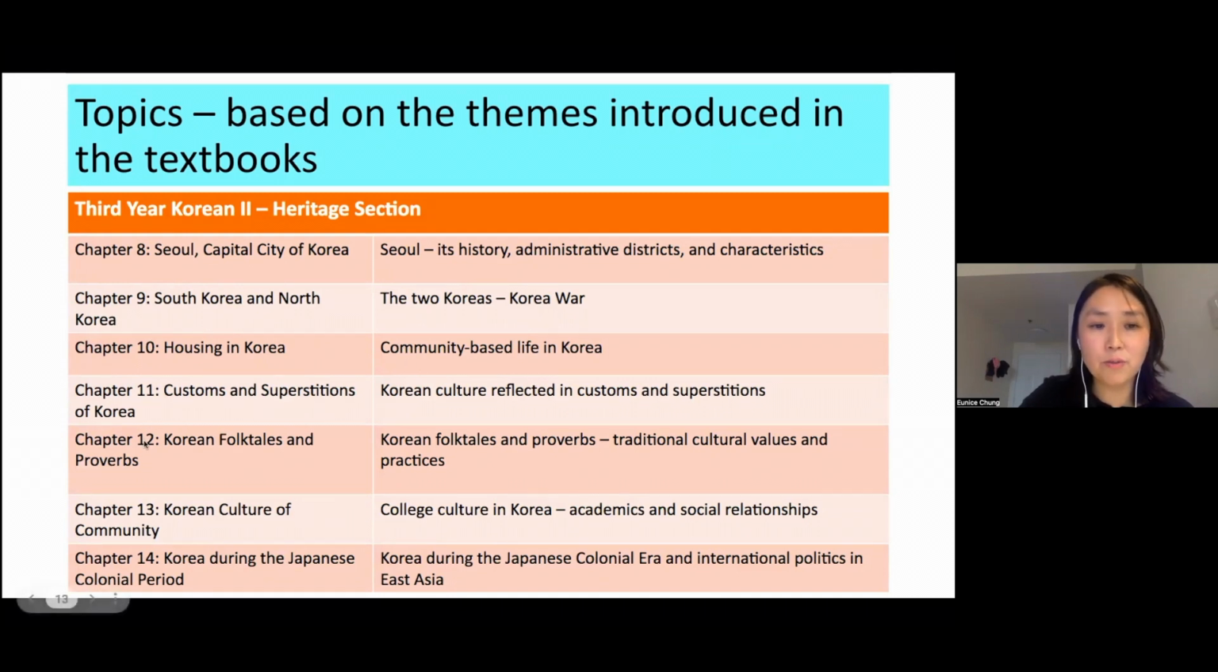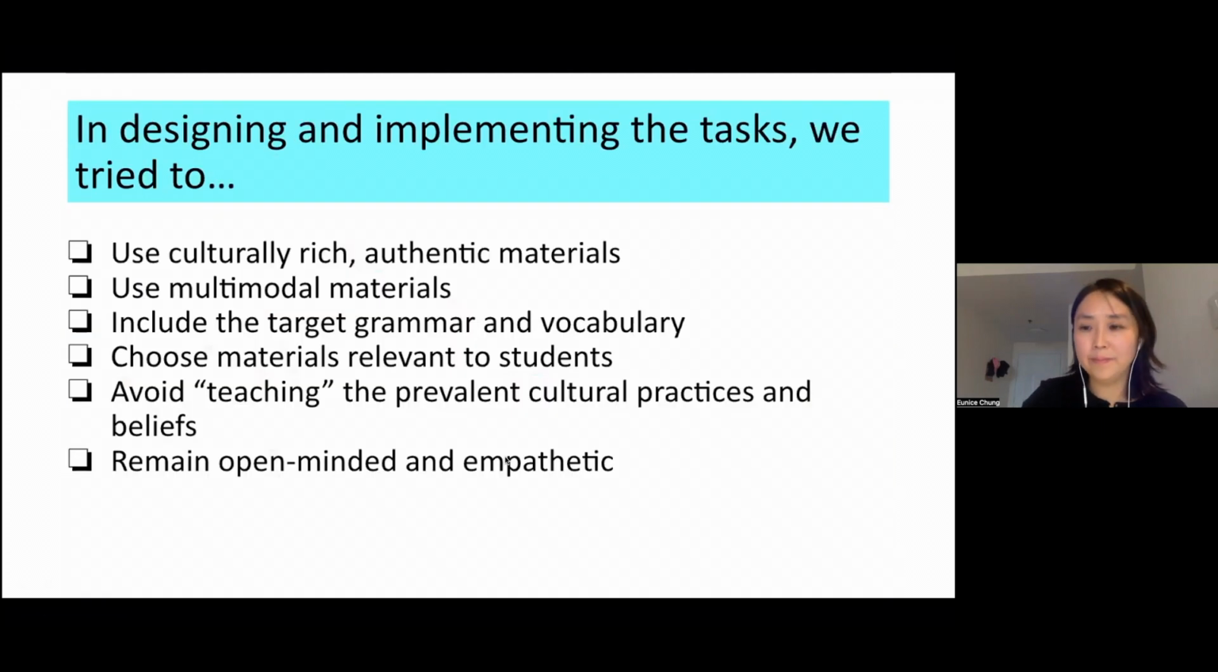Also, chapter 12 is about Korean folktales and proverbs, and we cover the traditional cultural values and practices and compare it with the modern cultural values and practices. So most of the theme topics covered in the task are something that we can actually critically analyze. And Jiyoung will continue with the designing task.